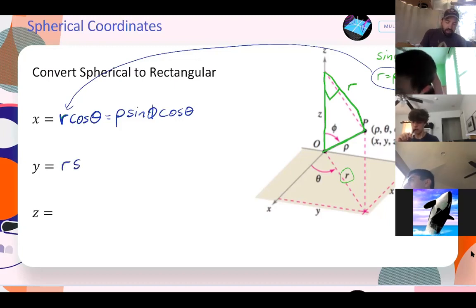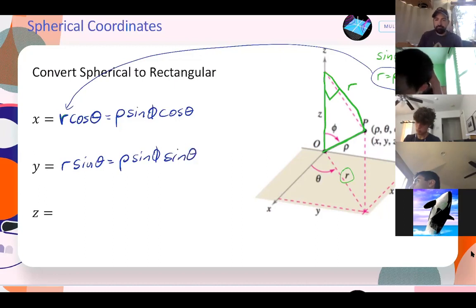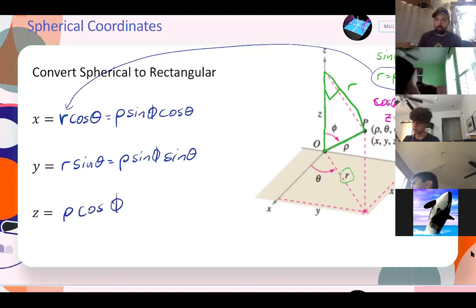Y equals r sine theta. So I'm going to do the same thing and plug in rho sine phi for r, and then just have your sine theta. And then like we used on the last page, cosine phi equals z over rho, so z equals rho cosine phi. So I can just use rho cosine phi to get a z coordinate.